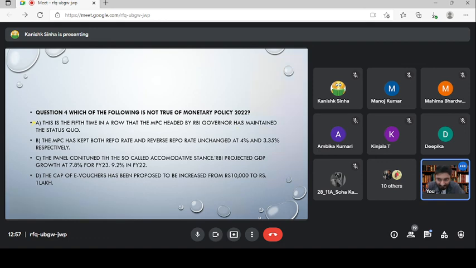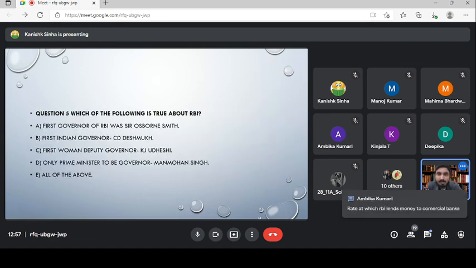Okay. Moving to the next question. Which of the following? Yeah, very good, Ambika. Which of the following is not true about RBI? Which of the following is true about RBI? See, I made the same mistake as you all.